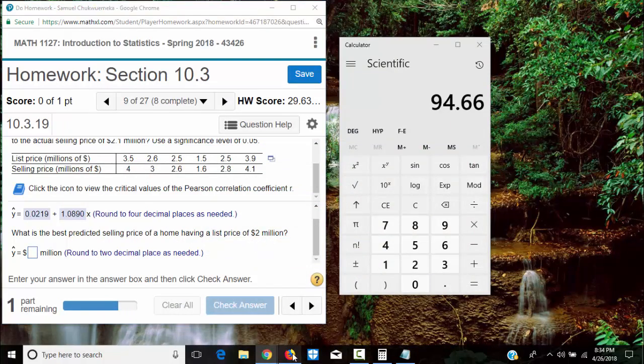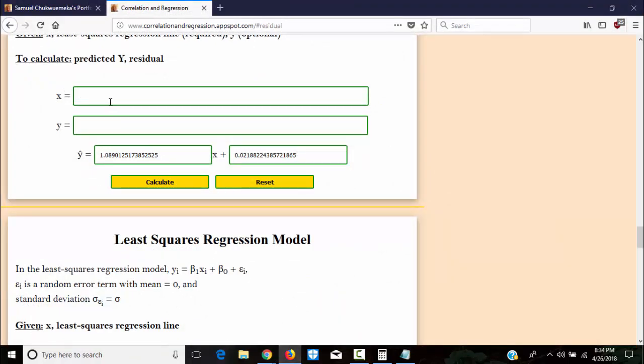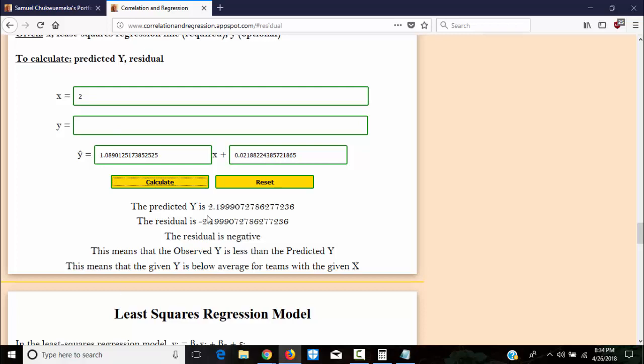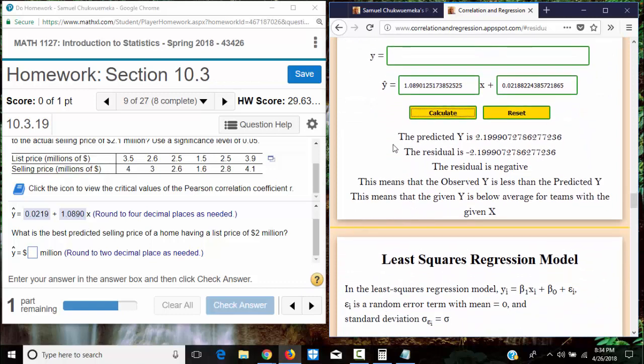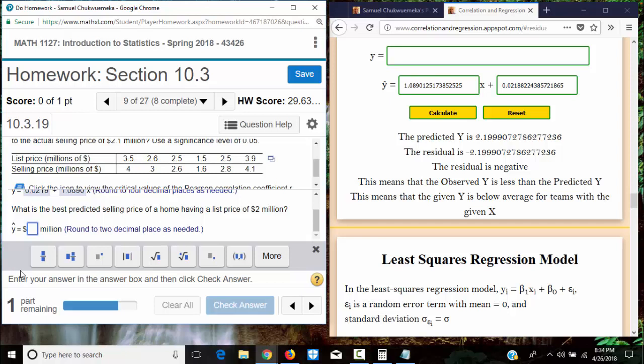And then for the x, it asked us, x here is 2. You don't need anything here. If you want to find the residual, then you put something here. Otherwise, we're not calculating the residual, so it will treat this as 0. That's fine. You press calculate, and it gives you the predicted y. See that? To 2 decimal places, the predicted y is 2.2, because it's 2.19999, so it's 2.2.